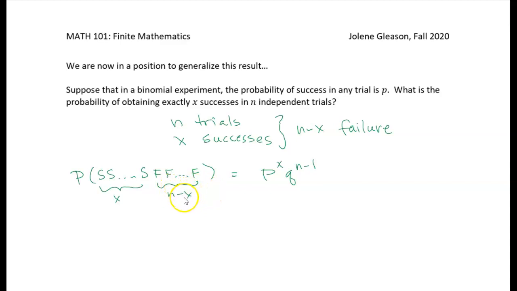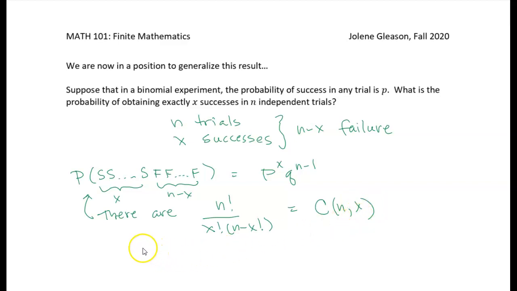Okay. But if we're looking in general for how we got x number of successes, then we can think of that SSSSS and so on, FFFFF and so on, as a letter arrangement. So there are n factorial over x factorial n minus x factorial ways to arrange those letters, okay? Which is the combination of n things taken x at a time. It's the same thing. So there are that many ways to arrange the letters.